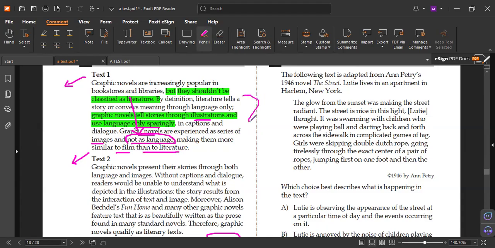So the writer gives evidence and details on why the graphic novels should not be classified as literature.